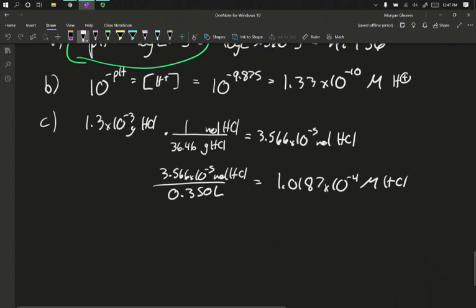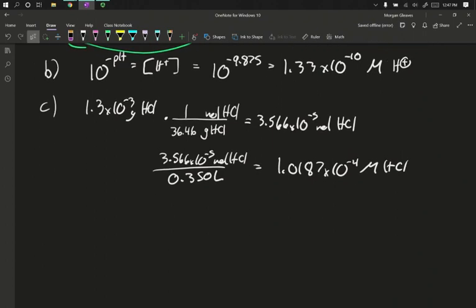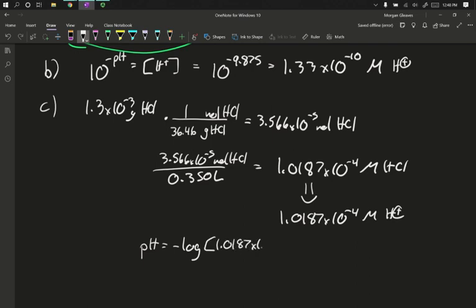Well, since every HCl will break apart into an H+ and a Cl- because it's a strong acid, that translates into 1.0187 times 10 to the minus 4 molar H+. It's a monoprotic acid, so it gives away only one H+ for each HCl. Now we have our concentration. My pH is going to equal the negative log of 1.0187 times 10 to the minus 4.